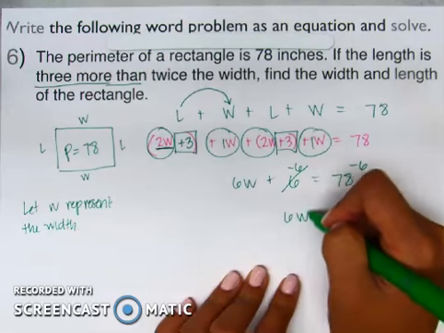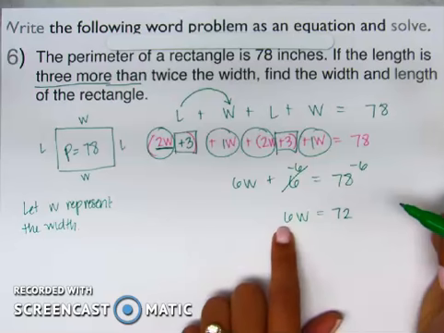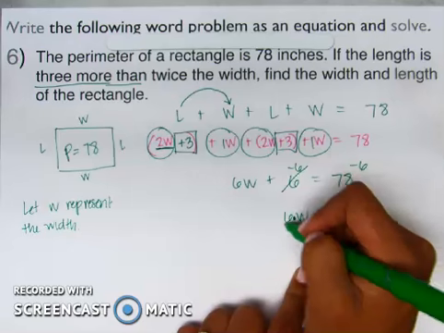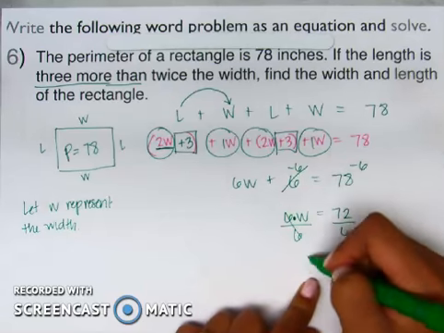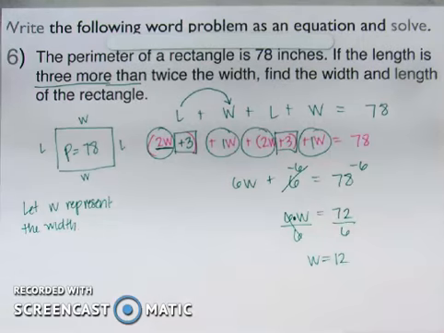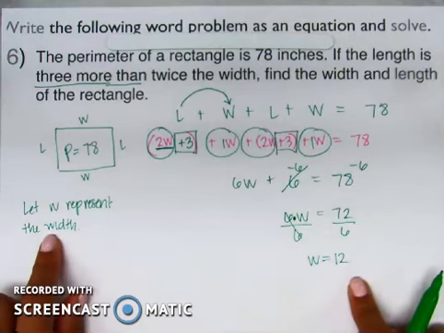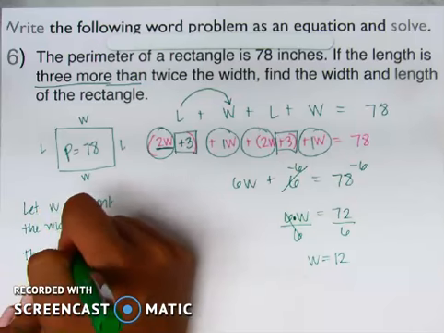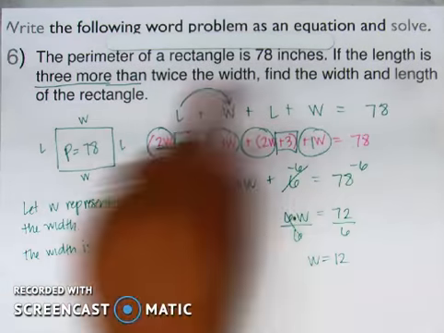So 6w equals 72. Now we're going to get rid of this coefficient. Since this means 6 times w, the inverse operation would be to divide both sides by 6. So w is 72 divided by 6, which is 12. So what is w? Let's go back. W represents the width. So I'm going to say the width is 12.